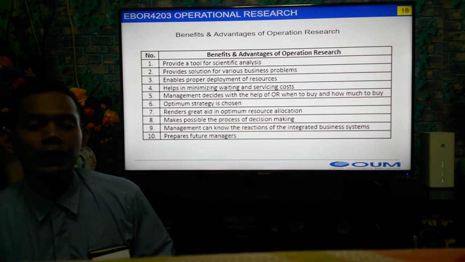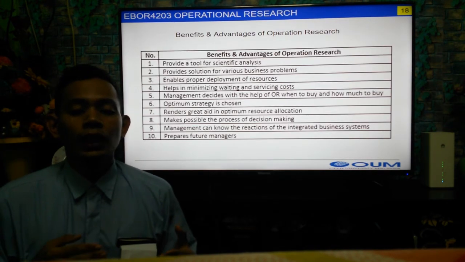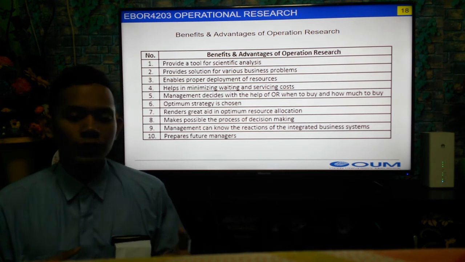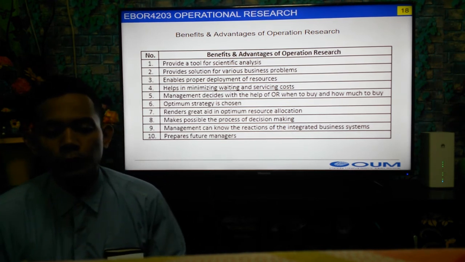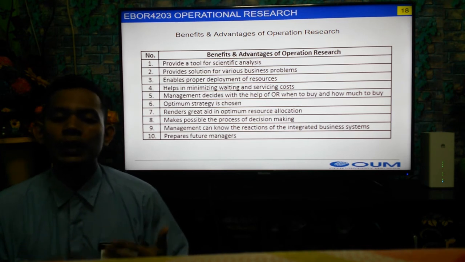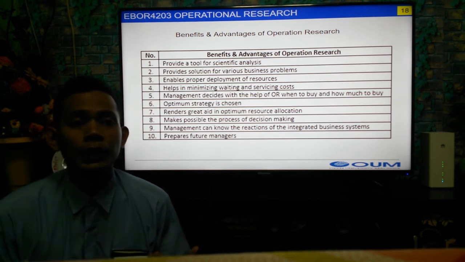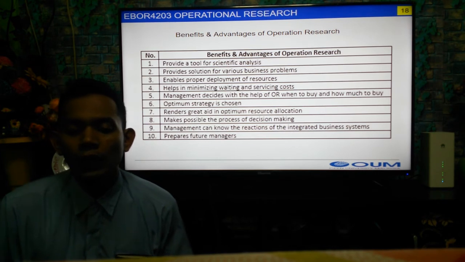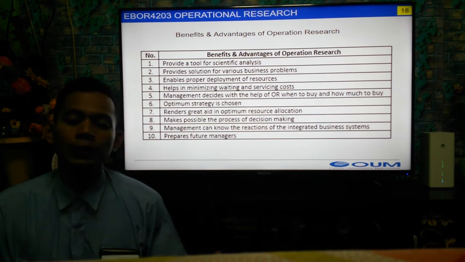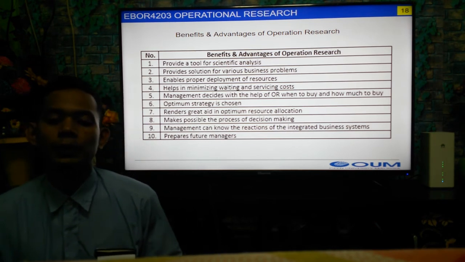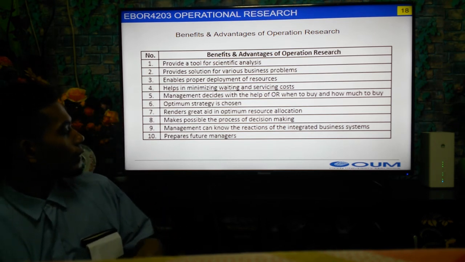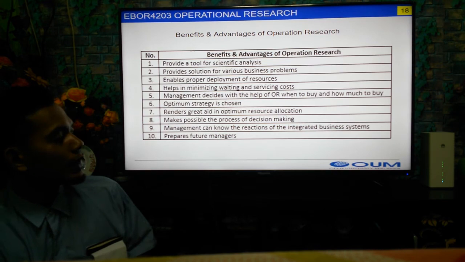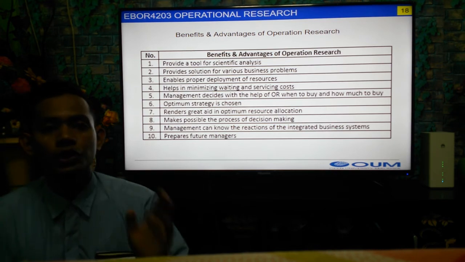Next are the benefits and advantages of operations research. It provides a tool of scientific analysis, provides solutions for various business problems, enables proper deployment of resources, and helps in minimizing waiting and servicing cost. Management decides with the help of OR when to buy and how much to buy, chooses optimal strategies and optimum resource allocation, makes the process of decision making possible, can know the direction of an integrated business system, and prepares future managers.